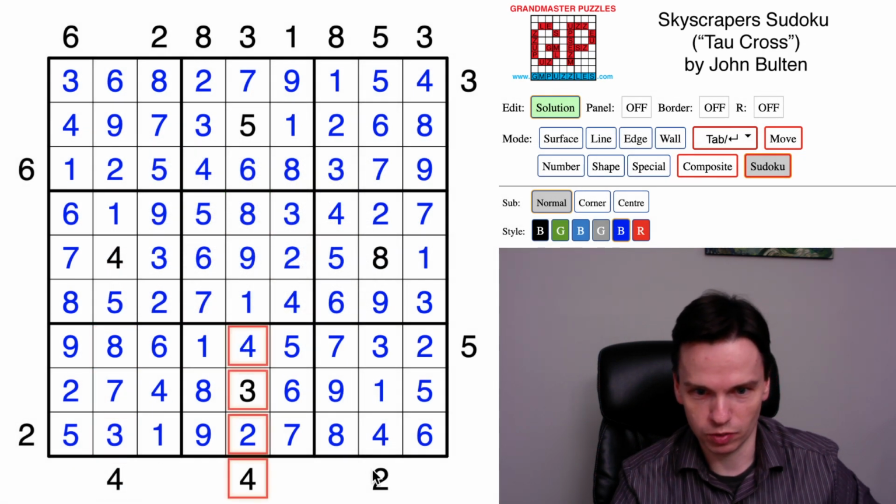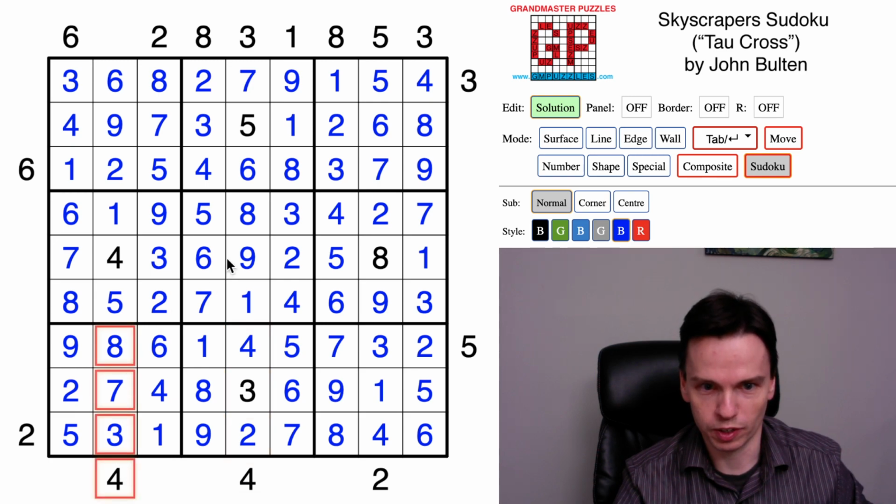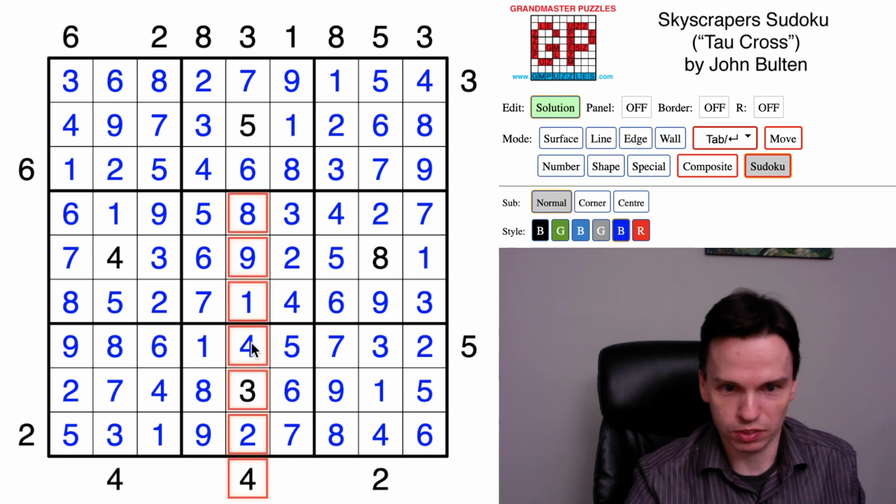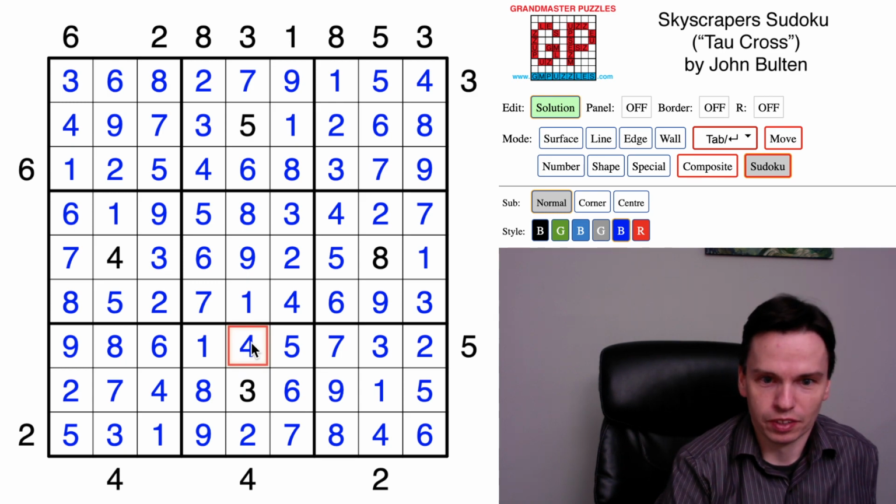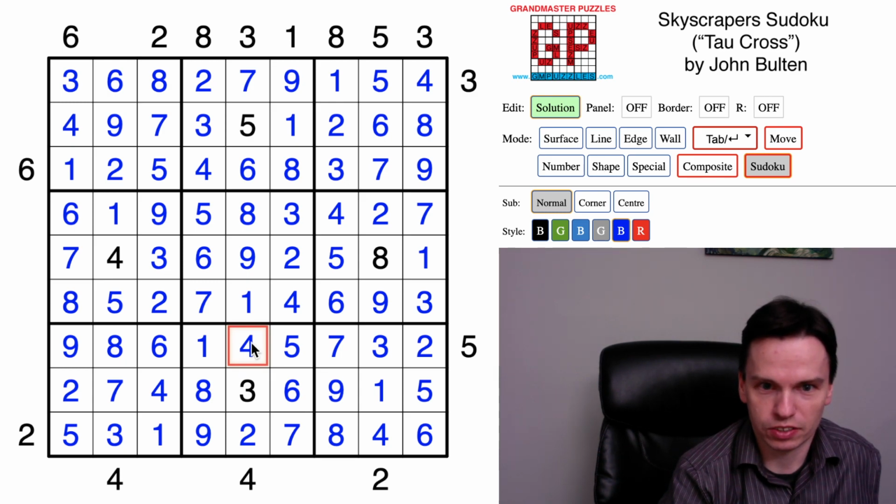and you can check all the other skyscraper clues. We didn't necessarily look at all of them through this. Like, I don't think we really looked at this 4 very much, or this 4 very much, but those all look good in the grid. So here's the final solution to this challenging skyscrapers puzzle.